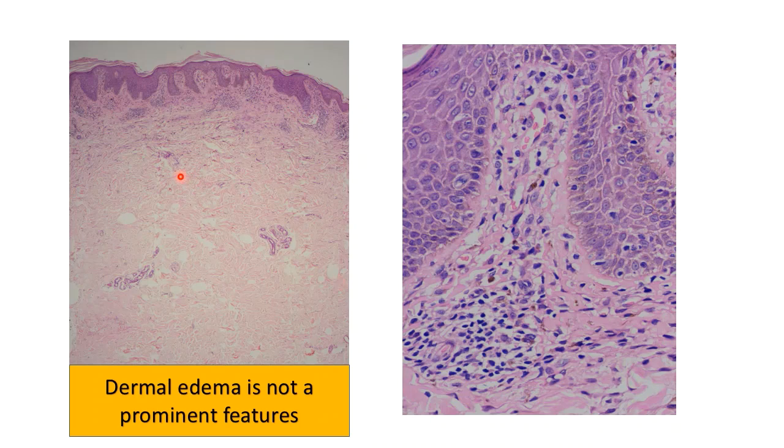This is polymorphous light eruption in a skin of color patient. Here we can see the upper dermis shows perivascular inflammation, but dermal edema is not a prominent feature here. On higher magnification, we can see perivascular inflammation in the upper dermis.